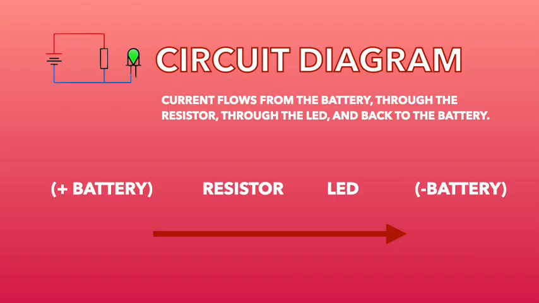The LED uses the electrical energy and converts it into light. The current can only pass through the LED in one direction, from the long leg, anode, to the short leg, cathode. Finally, the current returns to the negative side of the battery, completing a closed loop. This loop is important because electricity only flows when the circuit is complete, so the flow in the circuit is battery, resistor, LED, battery.